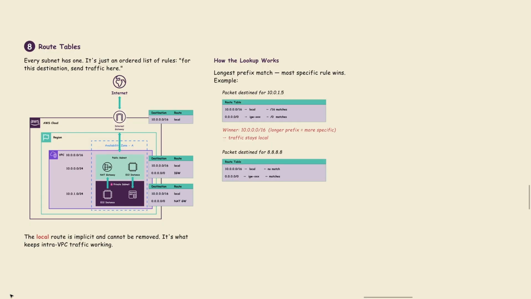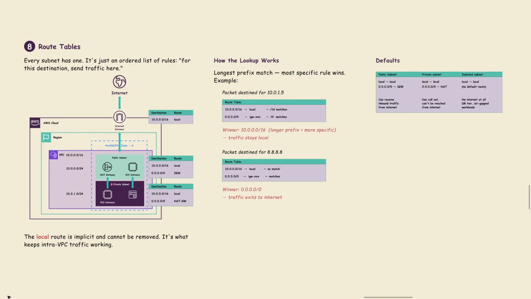Example 2. Packet destined for 8.8.8.8. Now the destination is external. The local route no longer matches. The remaining rule applies. Winner: 0.0.0.0/0. Result: traffic exits toward the internet through either the Internet Gateway or NAT Gateway.